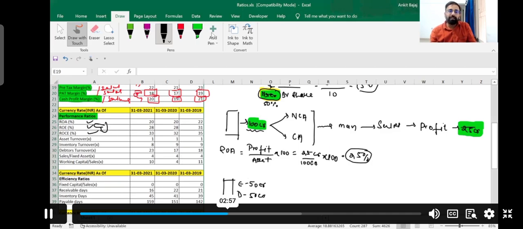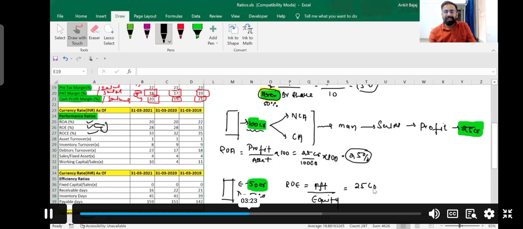Now if you want to calculate how much return you are able to generate from equity, what you will be doing is, your profit is 25 crore. Now what will be the formula if you want to calculate return on equity? So the formula is going to be profit divided by equity value, right? This is going to be the formula. So if you see here, what is your profit?